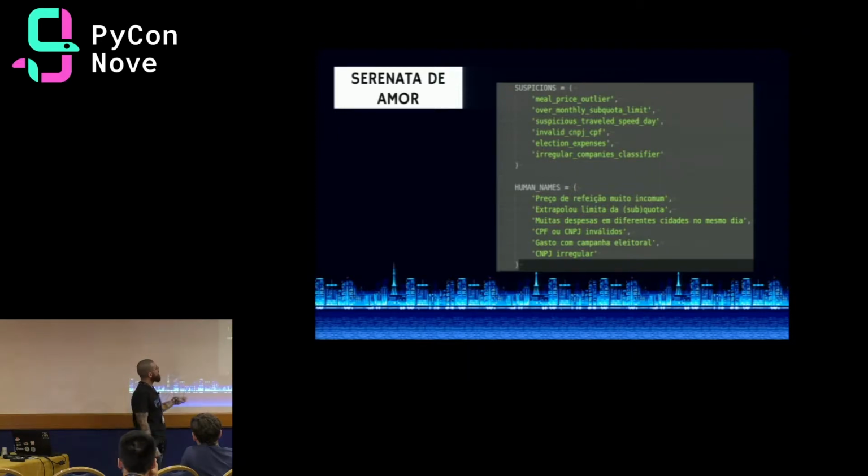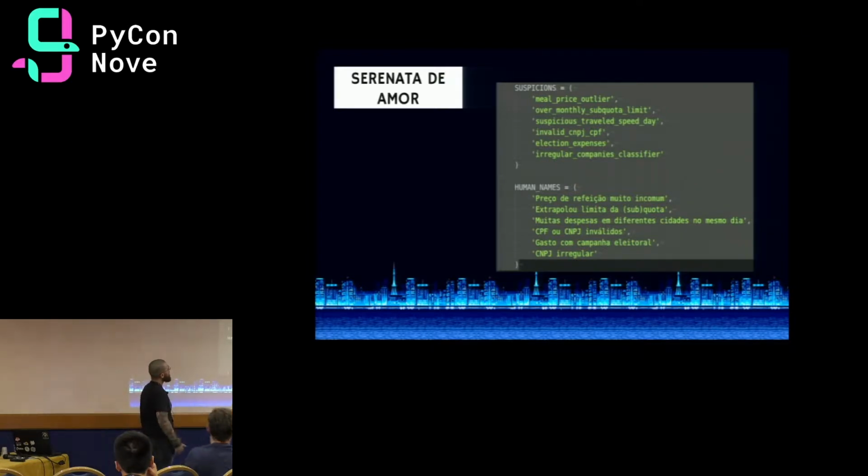Invalid company numbers or personal numbers. Election expenses: you are prohibited from using the quota to print or do anything around marketing close to elections, so they are not using public money to run their own campaigns. So, dude, do your work.